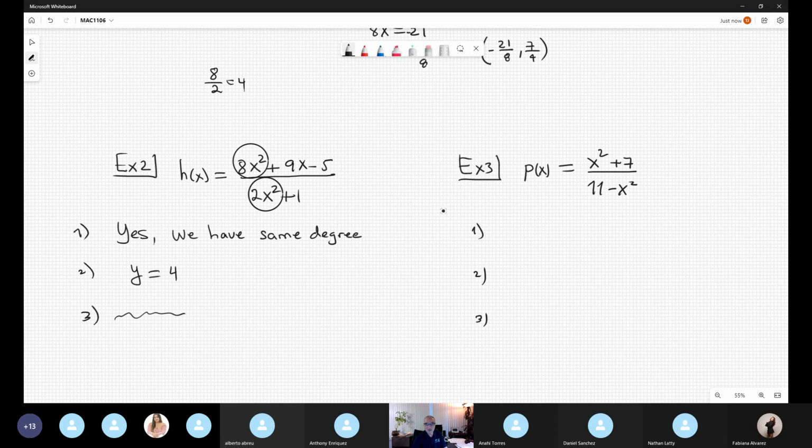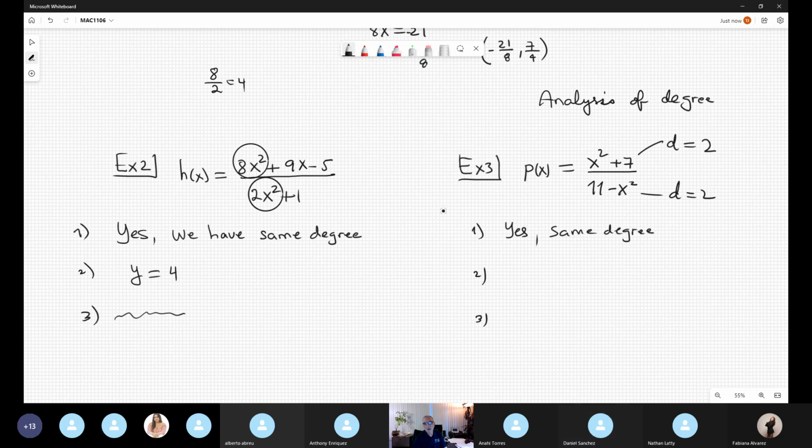So what is the dominant? Remember, we are doing the analysis of degree. The degree on the top is 2 and the degree of the bottom is 2. It doesn't matter the place. It's the highest power that matters. Where's the highest power? 2. So the answer is yes, by the same reason: same degree. Then, at what value is the horizontal asymptote? At y equals what?